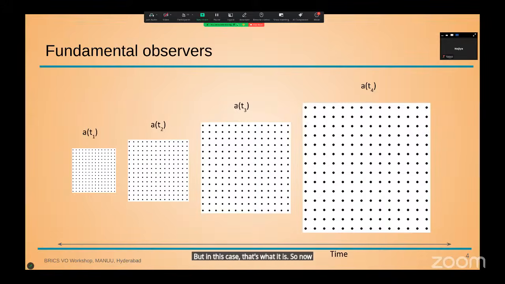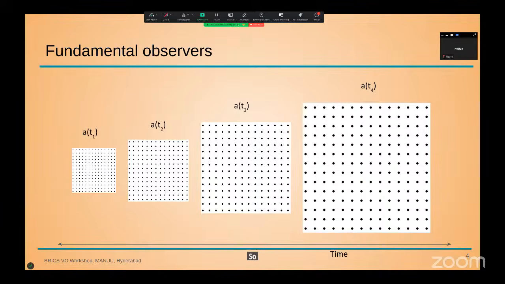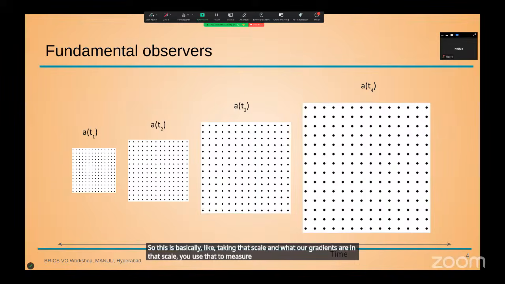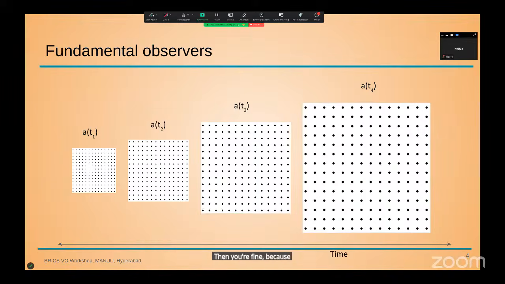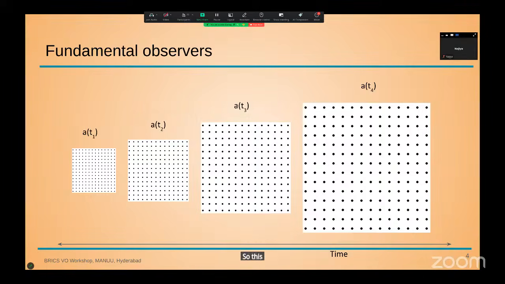So now if I want to measure distances from this, I can say that I will use the grid points to measure the distance. This is basically like taking that scale and whatever gradations are on that scale, you use that to measure the distance. Then you're fine because your distances, even if the scale expands or contracts, you can still use those gradations. And if nothing is moved on the scale, it will give you exactly the same distance. So this kind of distance is called the co-moving distance. A distance which expands or contracts together with the universe is called a co-moving distance.